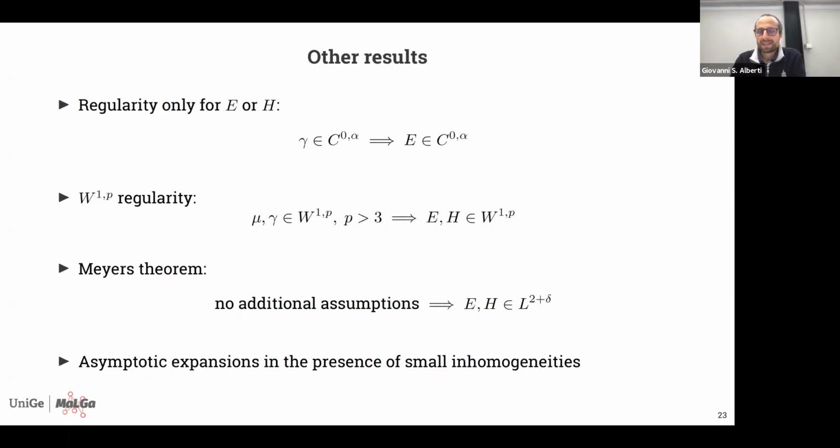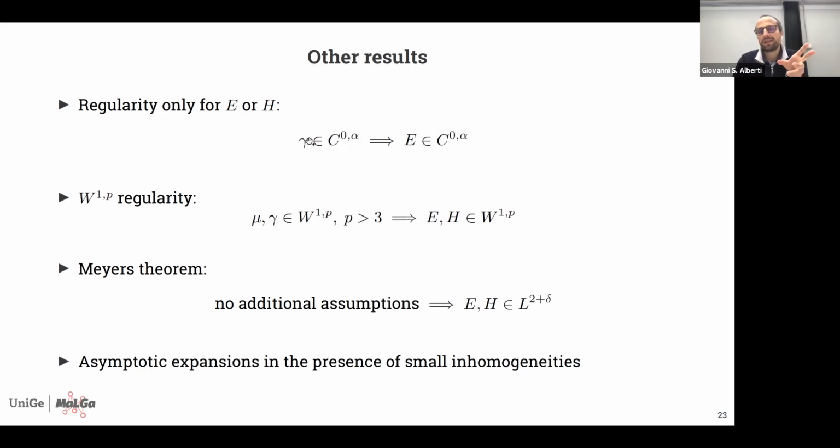No, it's at first order. Yes, you feel it only in E, but if you look at this equation, this implication here holds only for 0. You cannot put a higher regularity result. So if gamma is C infinity and mu is L infinity, it doesn't mean that E is C infinity.